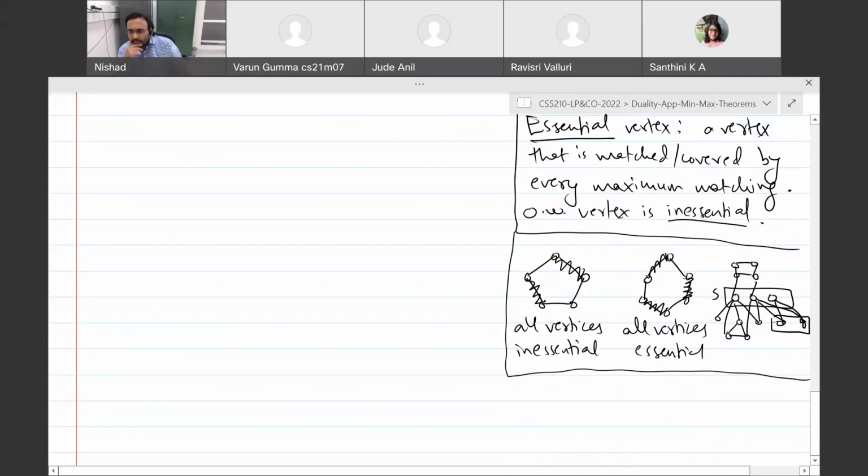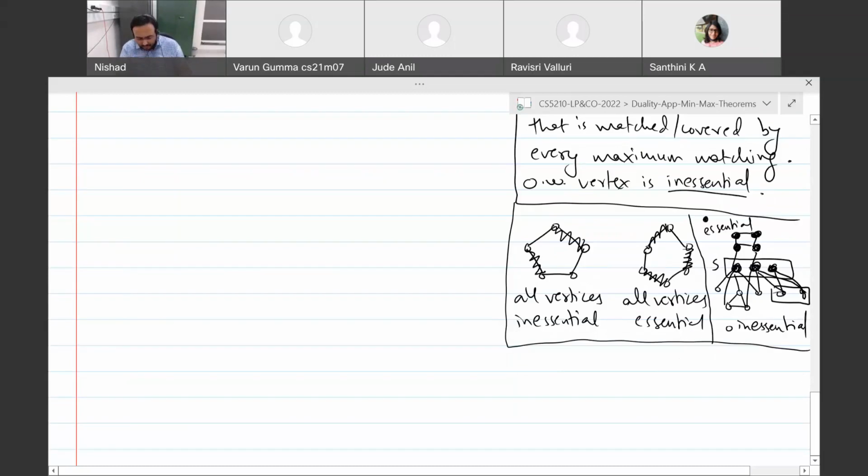However, for all the other vertices in this graph, you can check later that all the odd component vertices are actually inessential, and all the remaining vertices are essential. So these black colored vertices, you can check that they are all essential. However, the other vertices, which are white colored, are inessential. So these are essential and these are inessential in this last example.